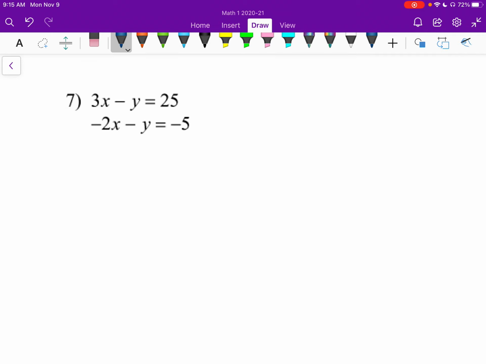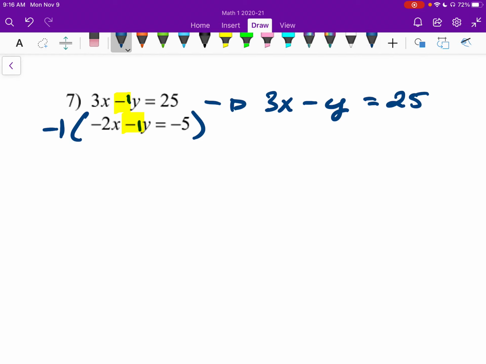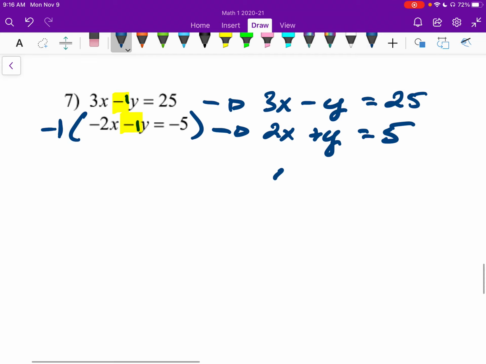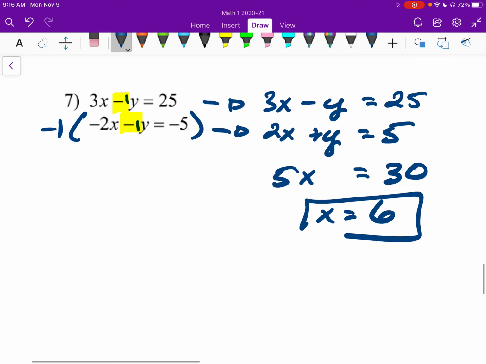All right, number 7. I have a negative 1y, right? These are negative 1y's. I'm going to multiply through by a negative 1 on the bottom. And I'm multiplying through by a negative 1 because they're the exact same thing. If one of them was negative and one was positive, I could just plain old add them. But because they're both the same thing, I need to multiply through by a negative 1 so that I can add them. So the top stays the same. The bottom turns into 2x plus y is 5. This gives me 5x is 30 and x is 6.